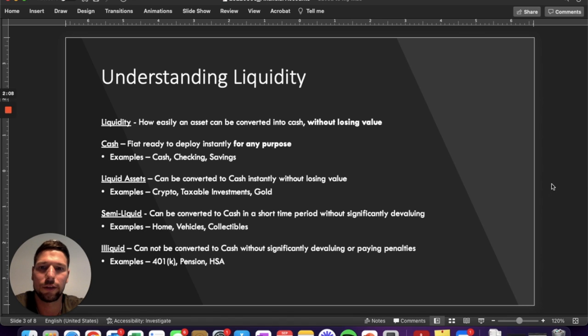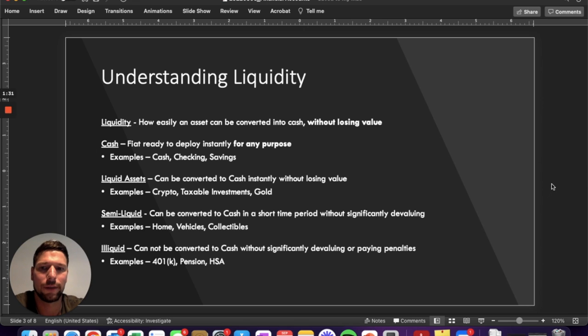And then on the liquid assets, these are assets that can be converted to cash quickly without losing value. Some examples here are crypto assets. You could easily convert back to cash to spend for whatever you need. Taxable investment accounts that hold things like stocks, mutual funds, and bonds, that you could sell and convert to cash easily because there's a large market of buyers for those at any given time. And then the same thing with commodities like gold, things that have a large market where you can sell it at spot price without having to discount it.